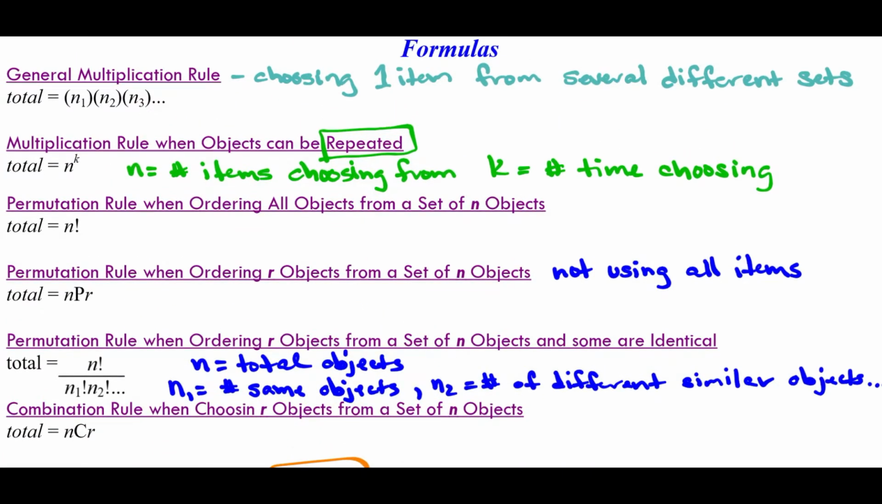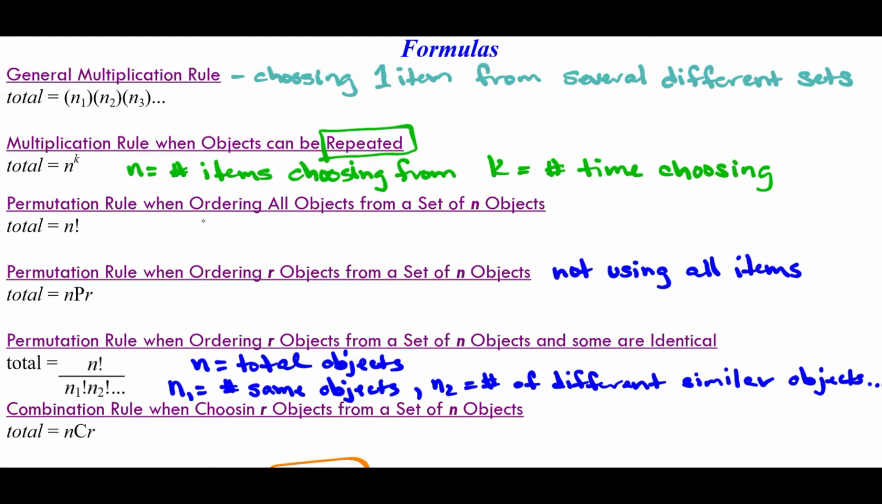So when you're doing a counting question, I would go through these questions in my head. Once you look at the situation, ask yourself, do I have several different sets or only one set? If you're choosing one item from several different sets, then you're just going to use this multiplication counting rule. If you're not, then the next thing you want to ask yourself is, can I repeat my selection? If you can repeat, then you're going to use this formula here.